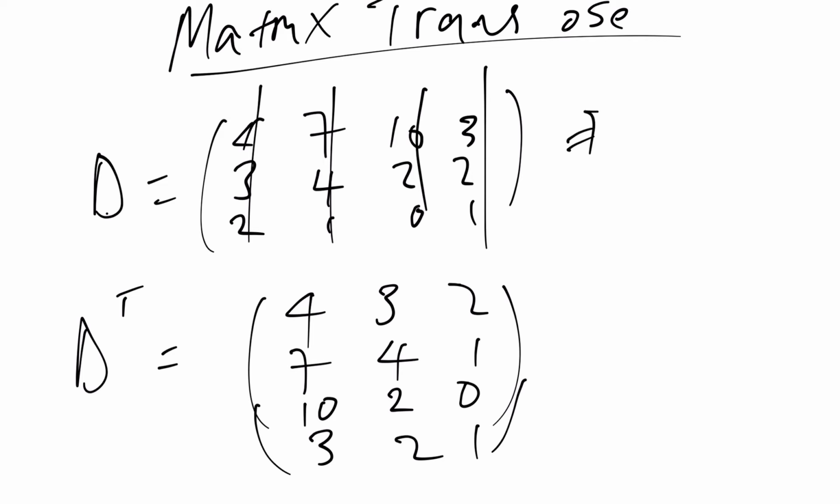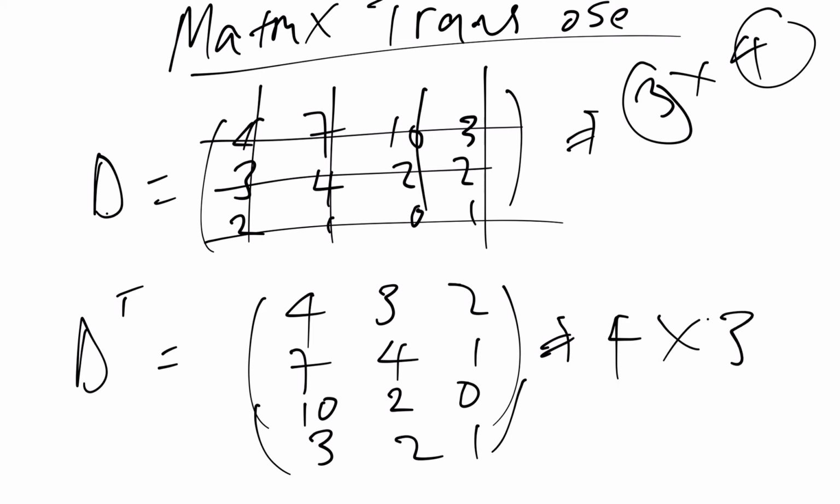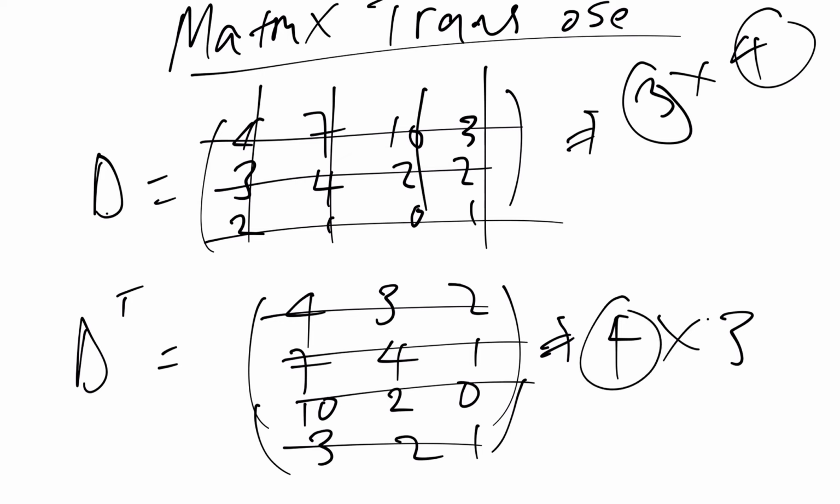The order of matrix D was 3 by 4, because we had 3 rows and 4 columns. Automatically we expect the transpose of matrix D to be 4 by 3, because we have now interchanged the rows into columns. So as we can see, we have 4 rows and 3 columns.